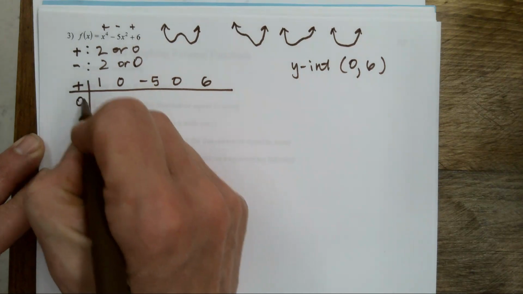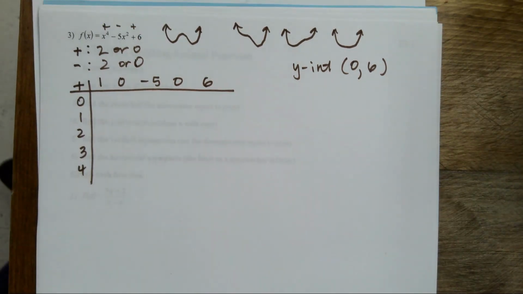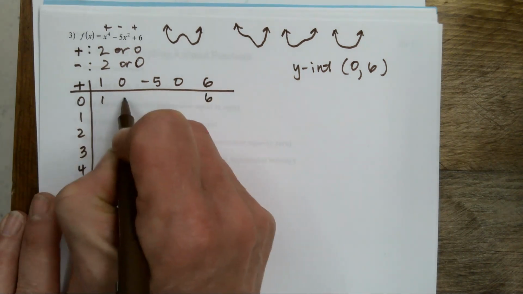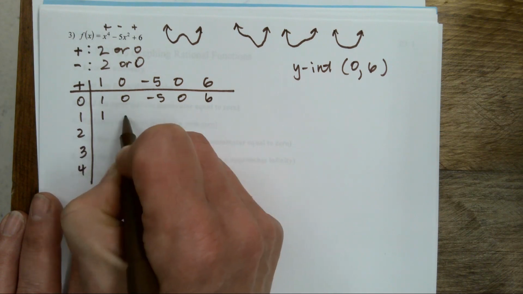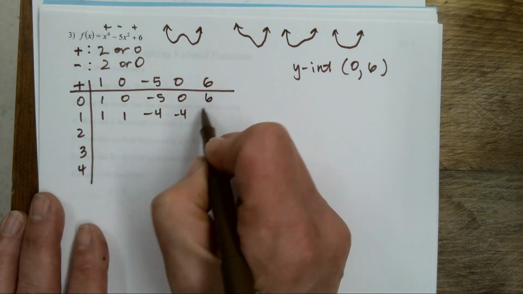So for the positives, I'm just going to make this table until either A, I find a 0 and then the second 0, or B, I get to all the same signs along the bottom, along the values. So 0 is 6, that would be 1, 0, negative 5, 0, 6. Multiply and add, multiply and add, multiply and add, multiply and add.